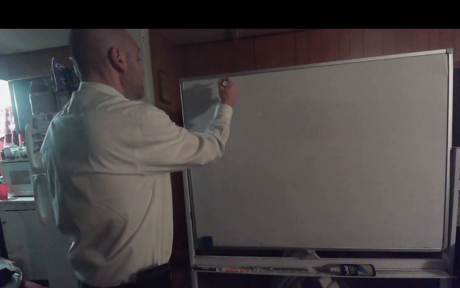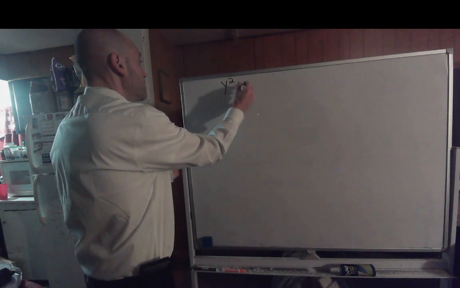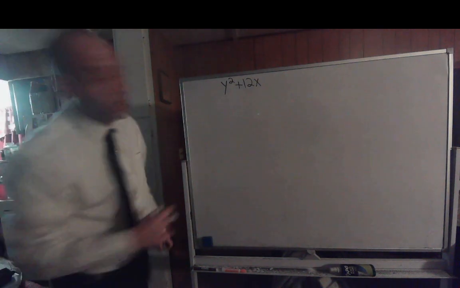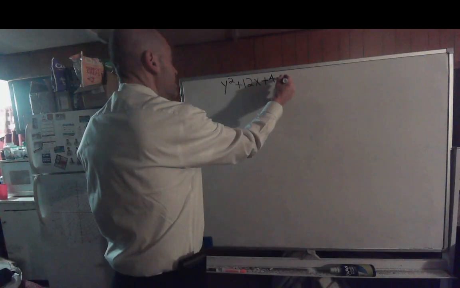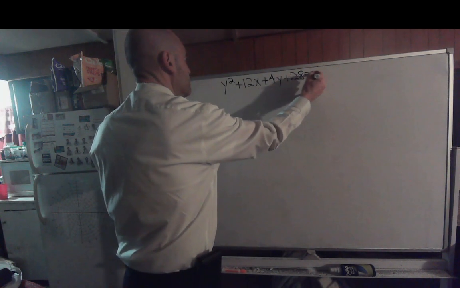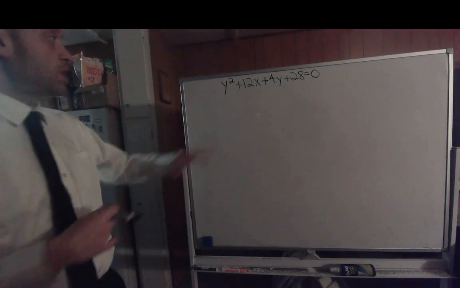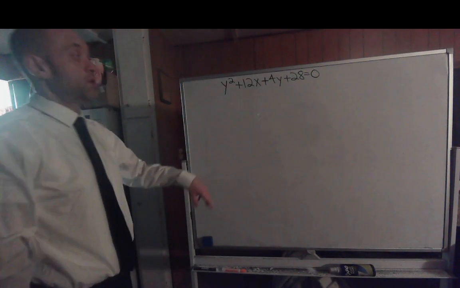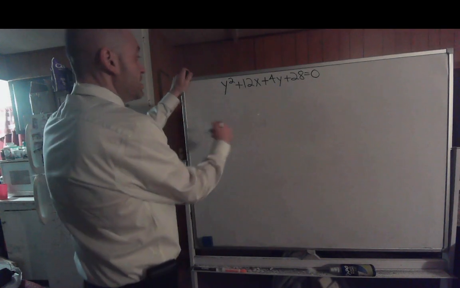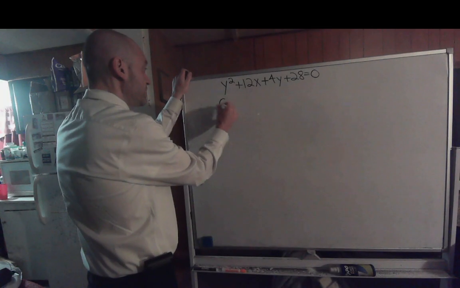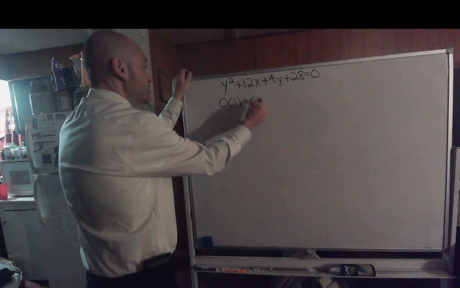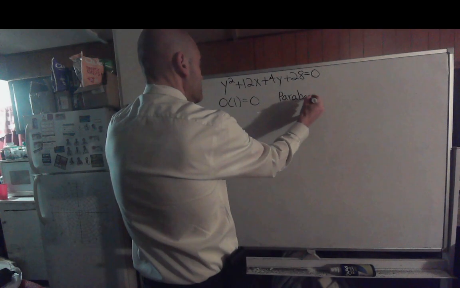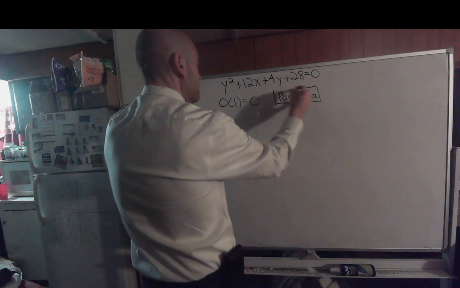Good one. So we have y squared plus 12x plus 4y plus 28 equals 0. Well, you have no x squared coefficient, but the coefficient on y squared is 1, so if I take 0 times 1, I just get 0, which means this is a parabola. So in this case, we are going to have a parabola for this conic section.